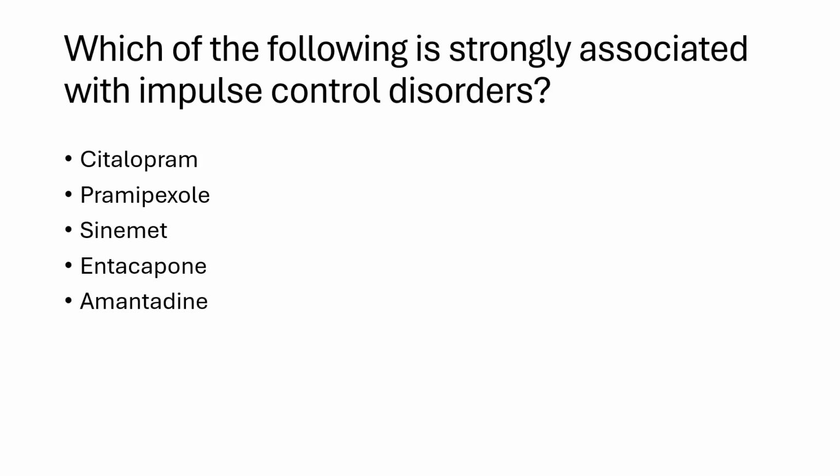So here's a little question. This is quite a common exam question, a bit of trivia. The answer here is pramipexole. All of the dopamine agonists can exacerbate impulse control disorders. So if you have someone who's a previous alcoholic, or someone who's got a gambling problem, or someone who has tendencies towards compulsive behaviors, you really should be avoiding dopamine agonists in those people.